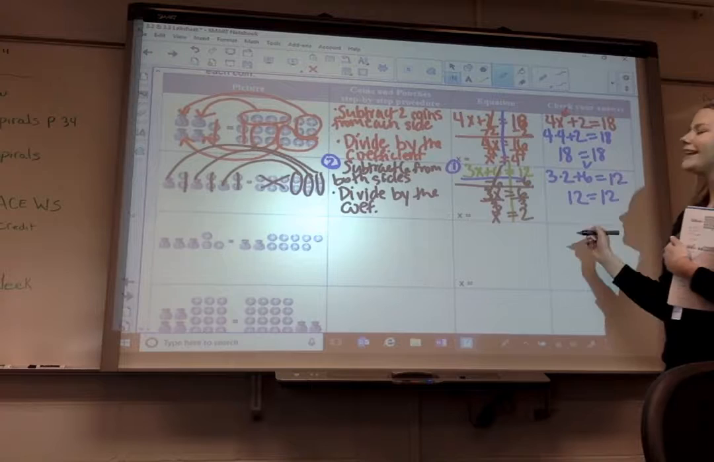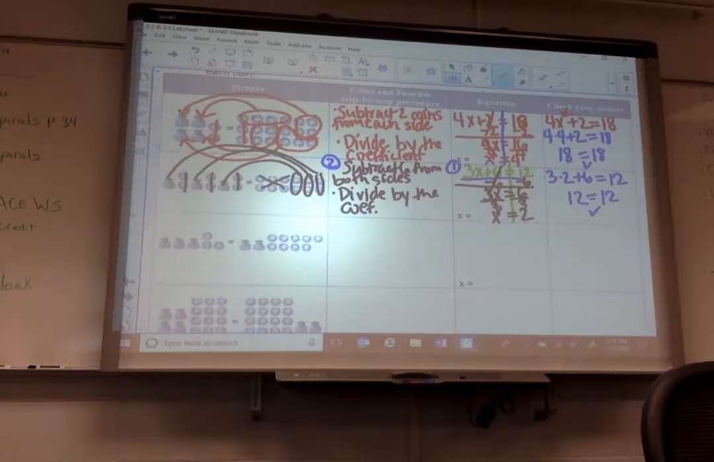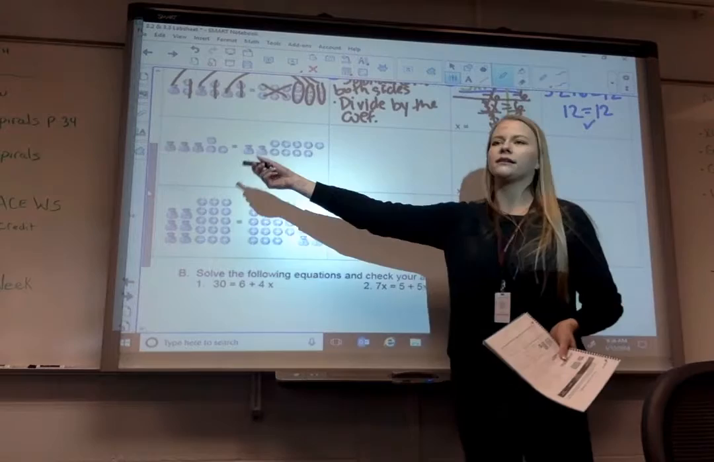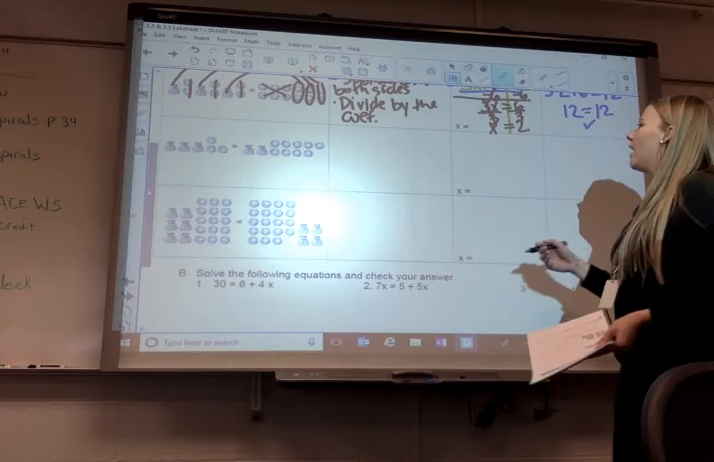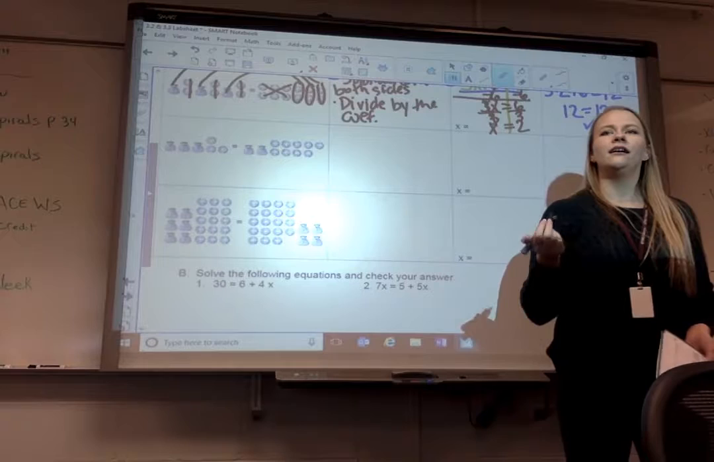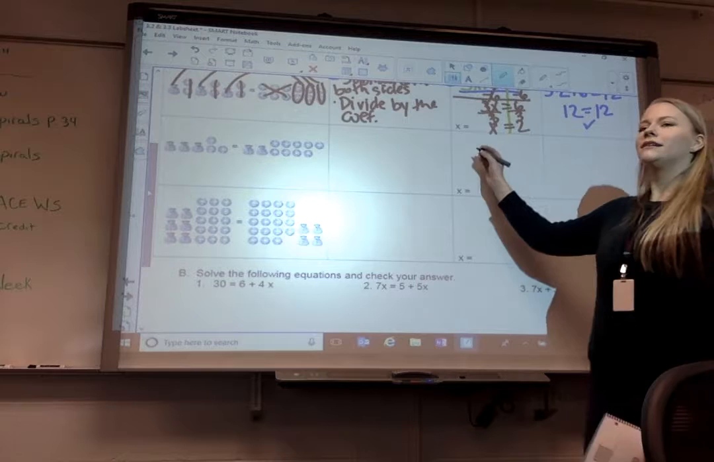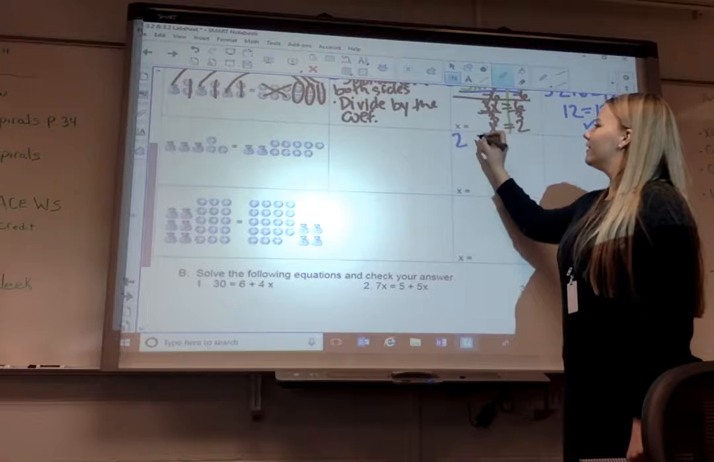Now we're going to scroll down, and it's just going to get a smidgen more complex. Why is it a smidgen more complex? What do we notice in the picture? There's bags on both sides. All right. So if I'm setting up my equation, someone help me set up my equation. Raise your hand, please. Yes, go ahead. 2x plus 3 equals 2x plus 9.